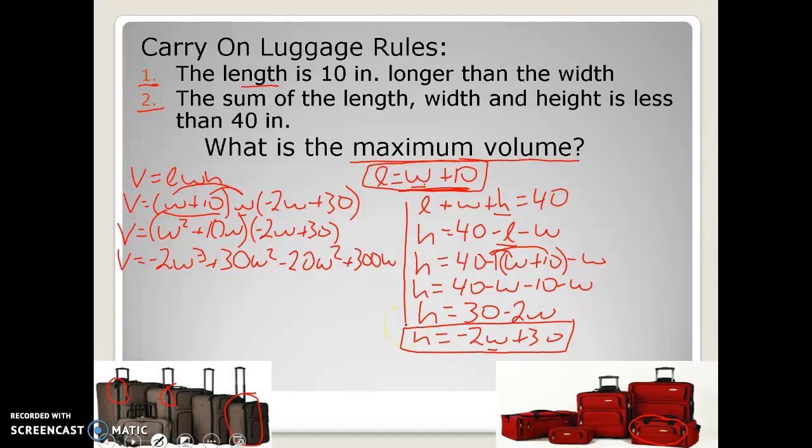Now I'm going to combine like terms. And so when I do that, I'm going to have negative 2W to the third, and then 30W squared minus 20W squared is plus 10W squared, plus 300W. And so this is my equation in standard form.